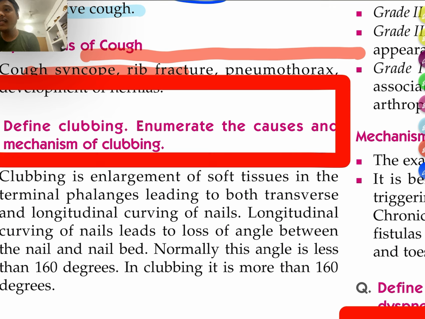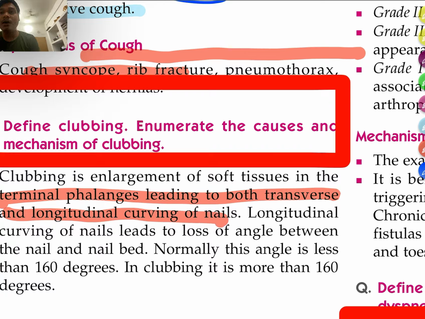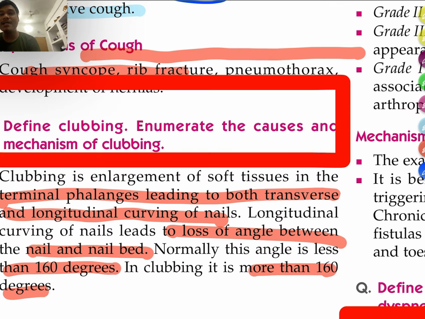It is just the enlargement of the soft tissue in the terminal phalanges, leading to both transverse and longitudinal curving of the nail. Longitudinal curving of the nail leads to loss of the angle between the nail and the nail bed. The normal angle is less than 160 degrees.